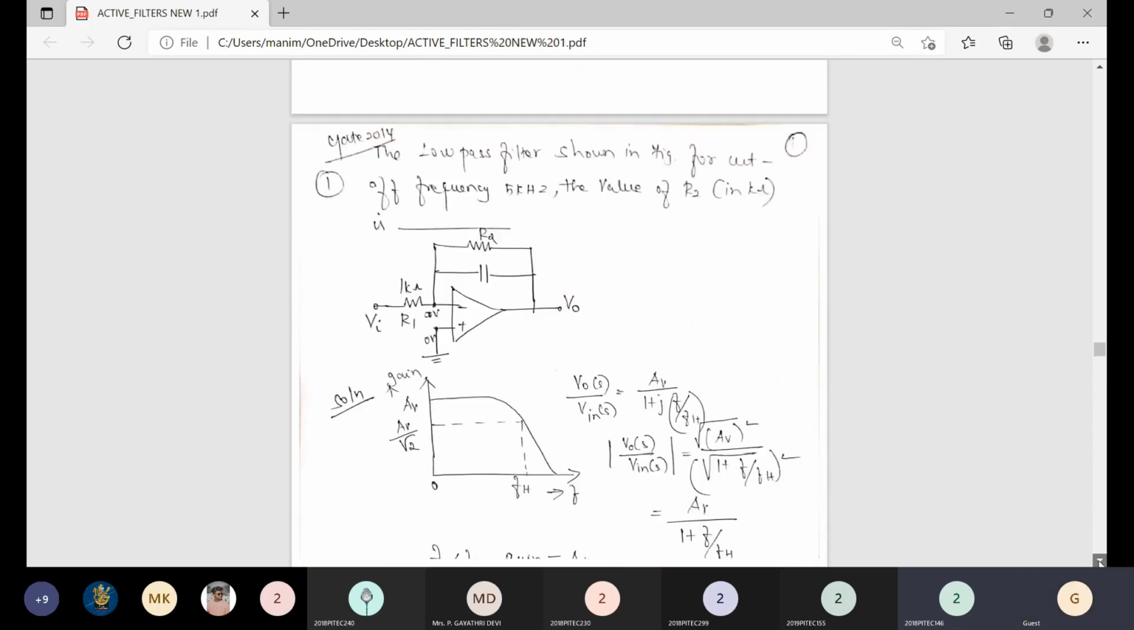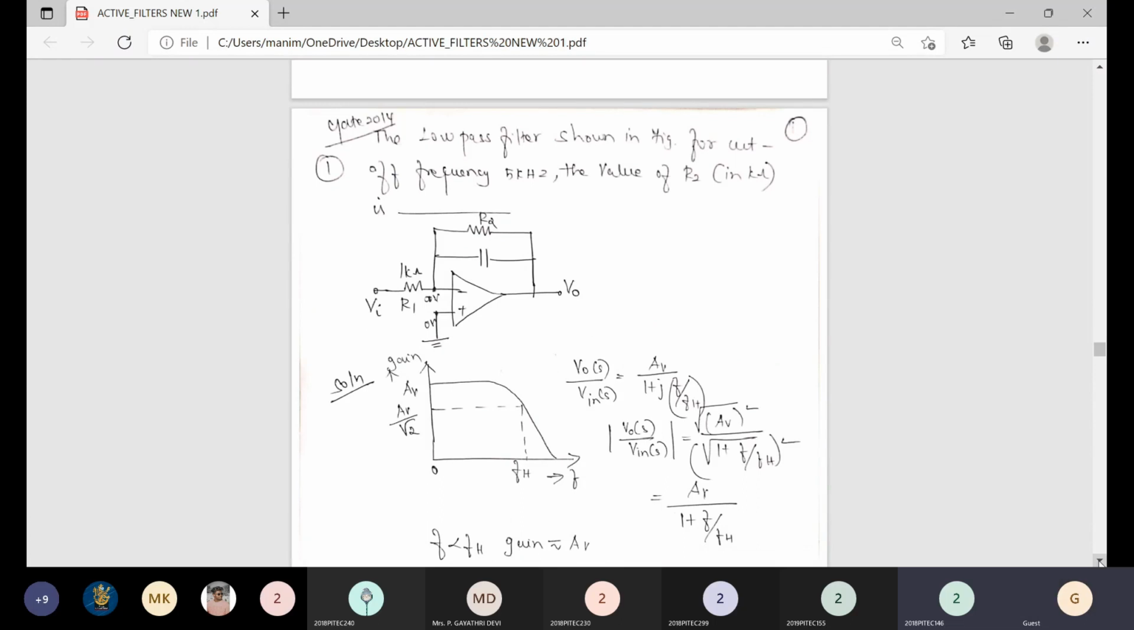Here I have just written it on the paper. Just note this. The first question: for the low pass filter shown in the figure, the cutoff frequency is 5 kilohertz. What is the value of the resistance R2 in kilo ohm, right? They have given one circuit. We have to find the value of the resistance.